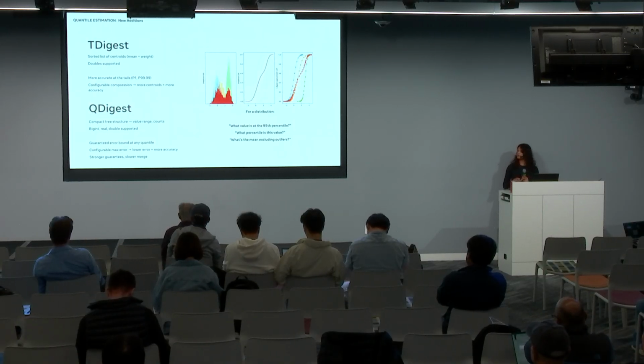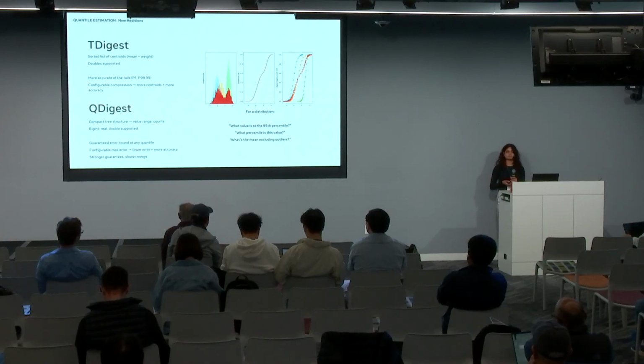Okay, now for solving quantile estimation questions, such as what value is at the 95th percentile, or what percentile is a value, KLL is a pretty standard way to solve these questions. It has strong error guarantees, and it's a good default in terms of performance and space. But we did add TDigest and QDigest for backwards compatibility with some of our Presto workloads. So just a quick introduction into what these are.